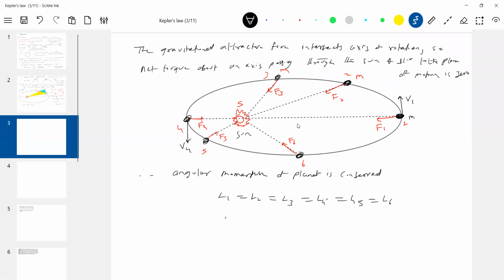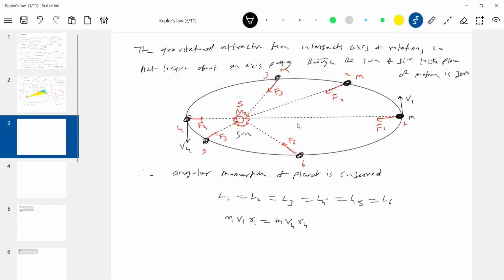So one easier one is what I'll show. V1 R1 is equal to V4 R4. So how can you say net torque is 0? It's quite clear, no? The forces are intersecting the axis of rotation. So net torque is 0, so angular momentum is conserved.